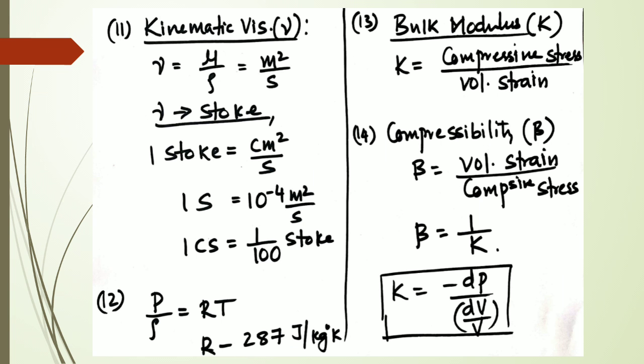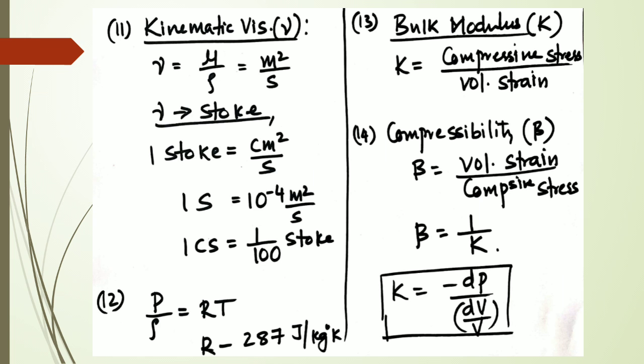So kinematic viscosity is mu by rho, in meter square per second, and if it is in Stoke, it is in centimeter square per second, so 1 Stoke is 10 raised to minus 4 meter square per second. Right? So for gas relation, P by rho is equal to RT. The R value is 287 joule per kg Kelvin.